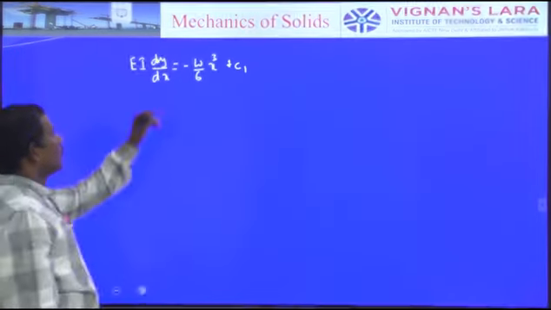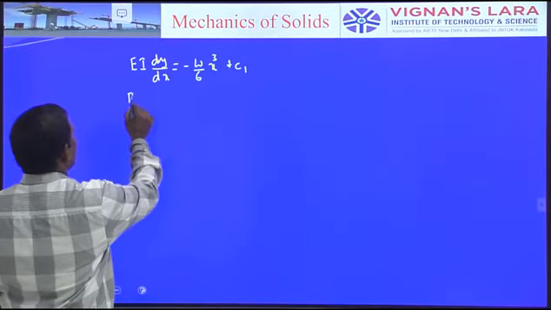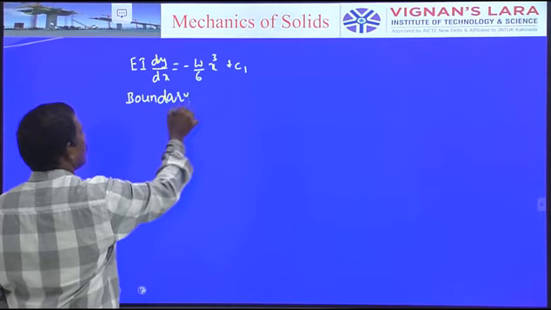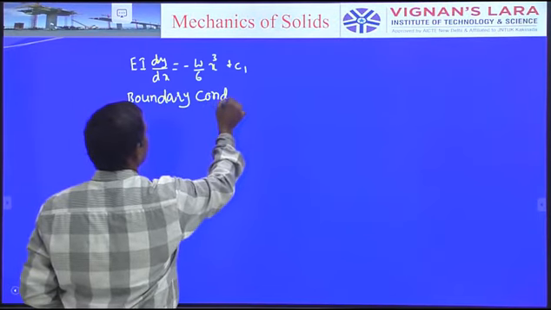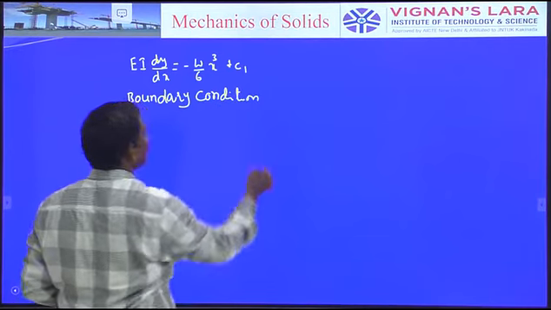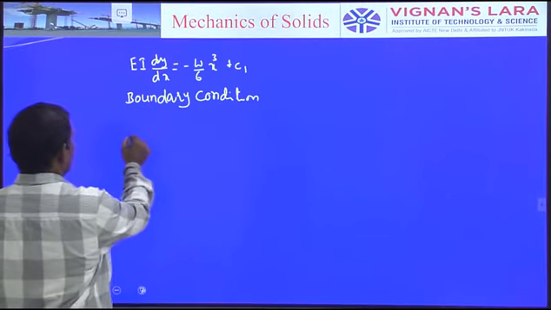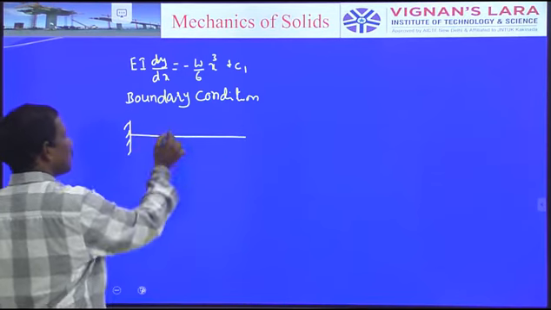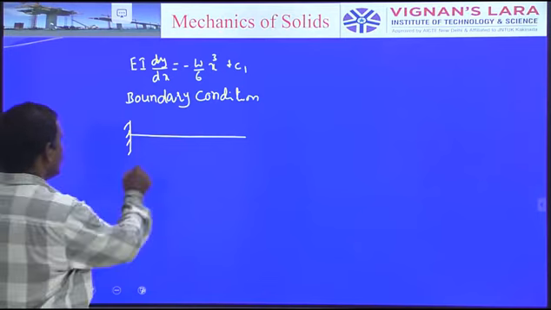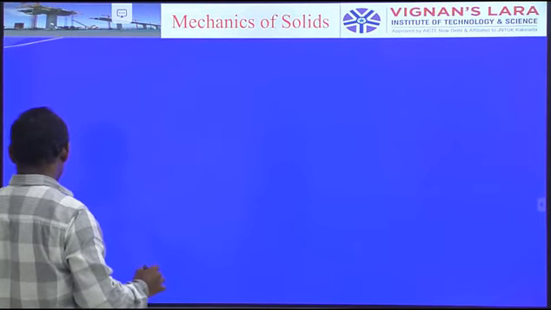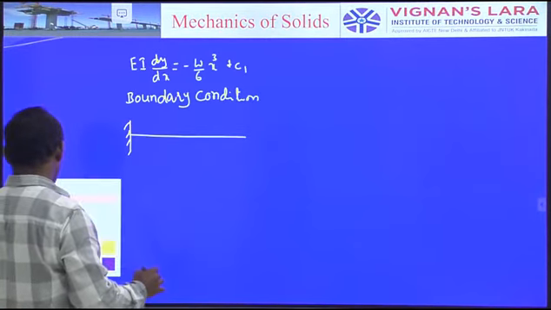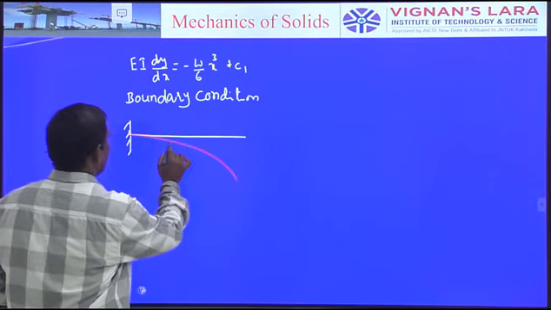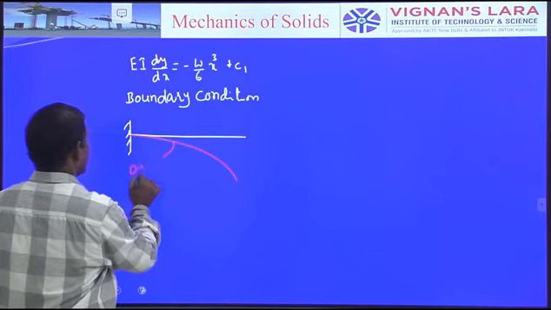So what are the boundary conditions? Suppose if you observe the deflected curve, so this is the curve before applying the load. So let us see, this is the deflected curve.